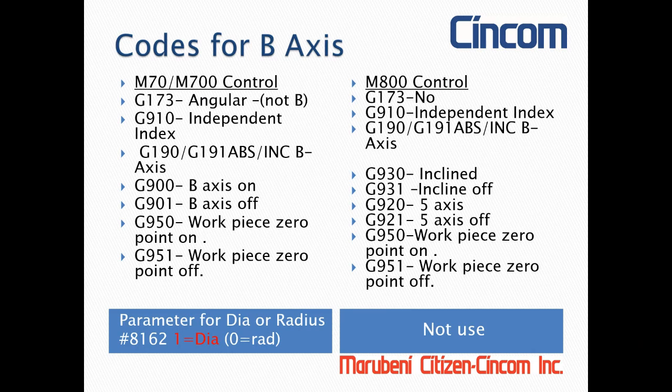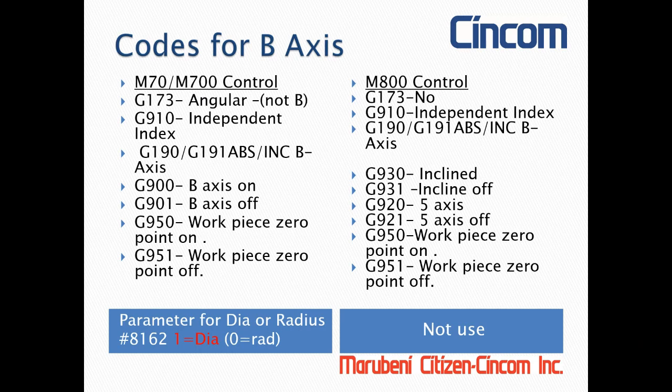On the M800 side, we will not use G173. It's not there. Moving forward, G910 will be common on any machine, so M800, M70, that's the normal one. Independent index on the B: G190, G191 are for flipping the B-axis as absolute and incremental. We will cover that one later on.